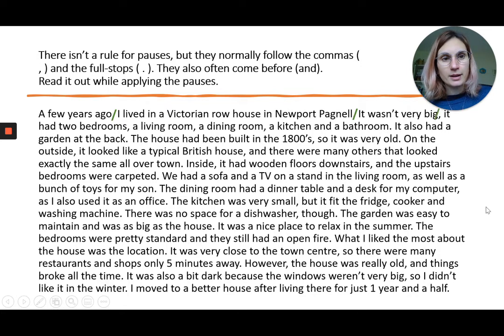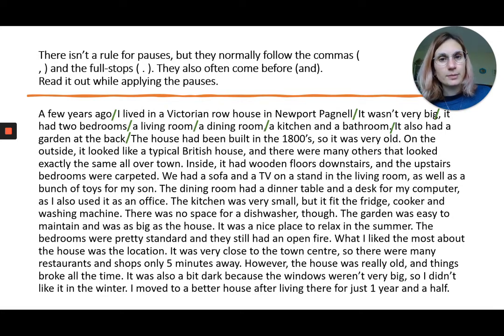It wasn't very big. It had 2 bedrooms, a living room, a dining room, a kitchen, and a bathroom. You could pause here as well between and, but it's up to you. Some people connect it, some people pause it. So you could say, for example, a kitchen and a bathroom, or just a kitchen and a bathroom. They both sound natural, so whatever makes you feel comfortable. It also had a garden at the back.